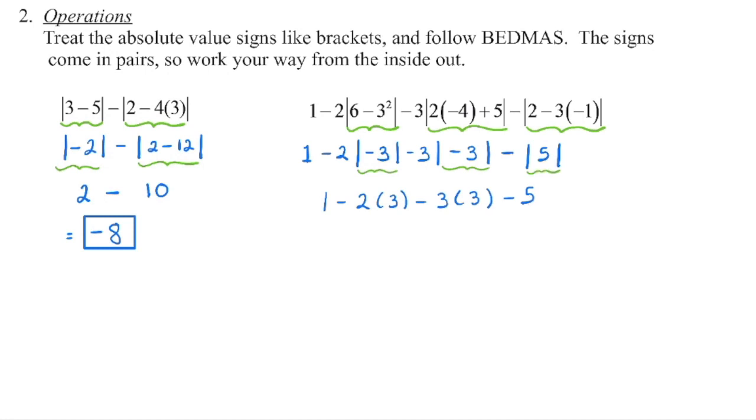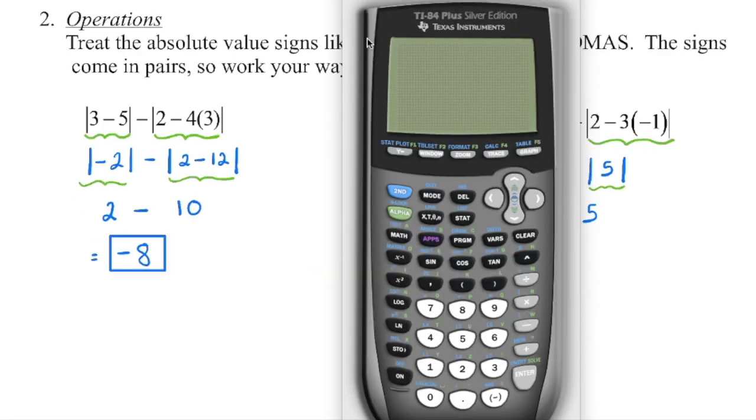So -3, the absolute value of it is +3, -3, same thing, take the absolute value, and +5 is still represented as +5. Next we do multiplication, so we're going to have -2 times 3 is going to give us that -6 value, -3 times 3 is -9, and then 1 minus 6 is -5, minus 9 is going to be -14, minus another 5 is -19, and again, your final answer can be negative. And then if you wanted to verify your answer, there is an absolute value sign on your calculator. So if you go into math and then arrow over to the number menu, number 1 is absolute value.